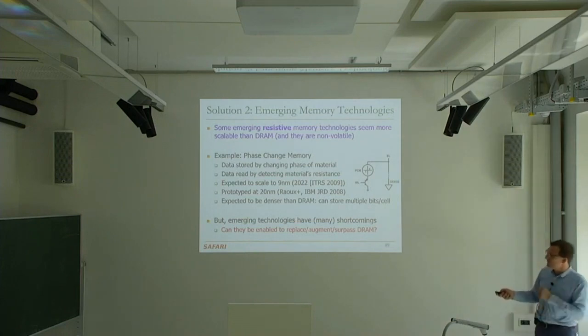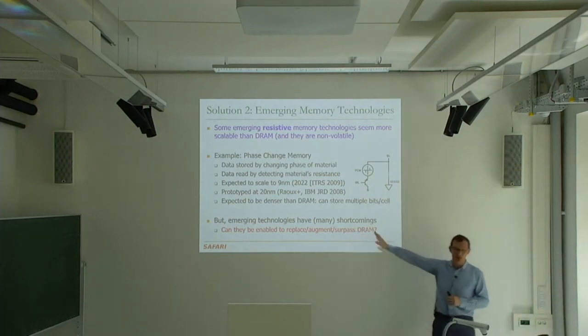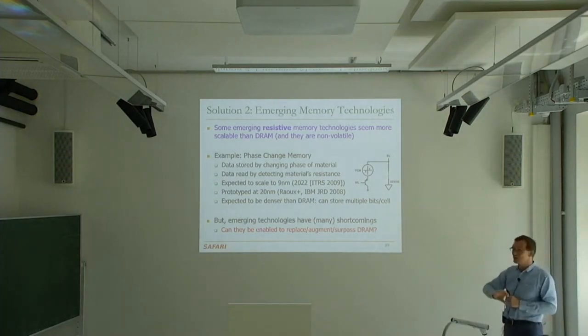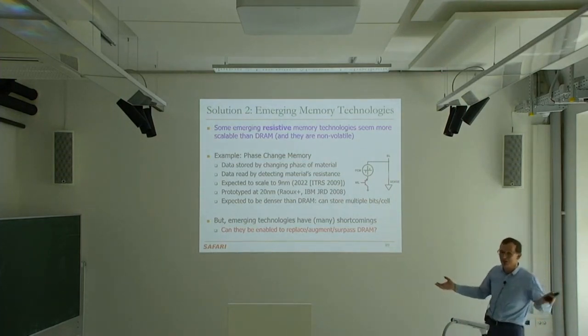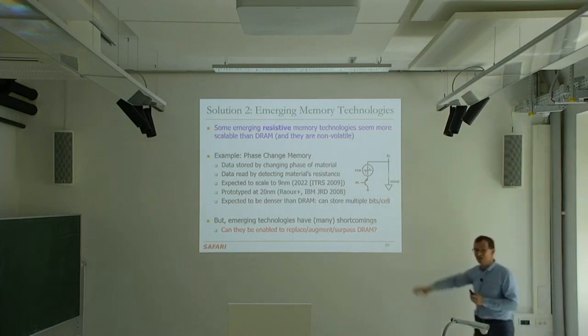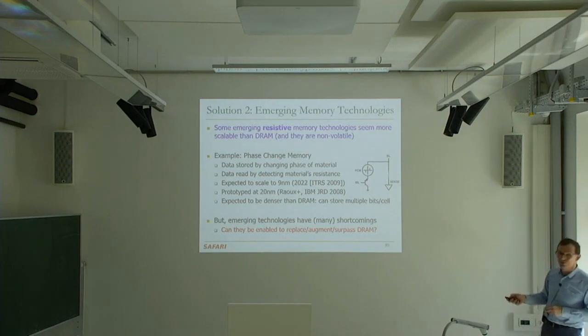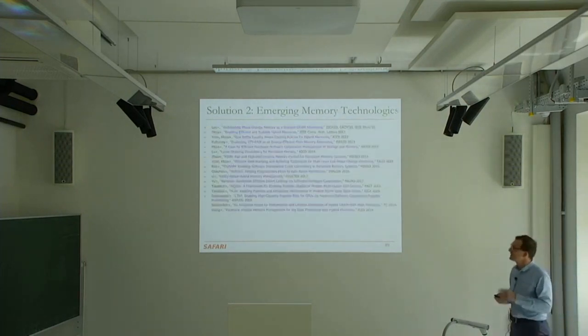The key question is, can we somehow enable them to replace, augment, or maybe even surpass DRAM? Because it's possible to surpass DRAM if you have persistence, right? If this is non-volatile, and if you can manipulate non-volatile data directly inside the memory, you cannot do that in DRAM because DRAM loses data. It's not persistent. Maybe you can surpass DRAM in this case. So there's a lot of potential benefit over here still that needs to be figured out. But this also requires across-the-stack analysis.